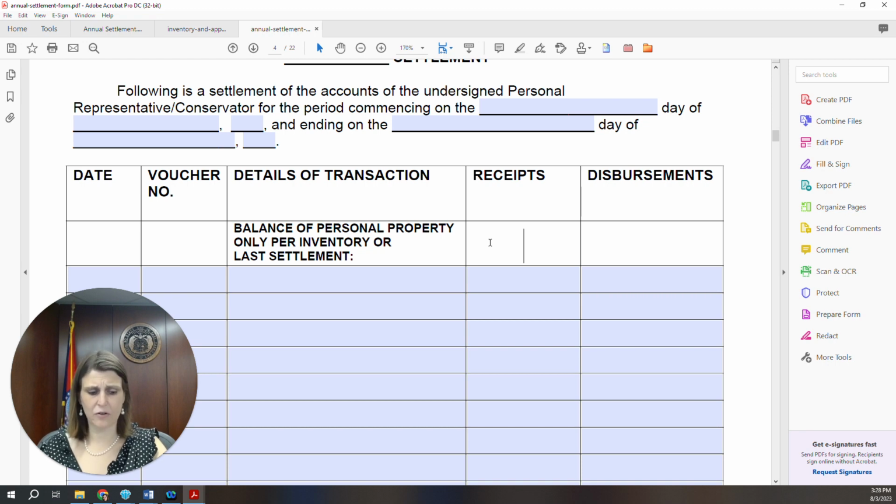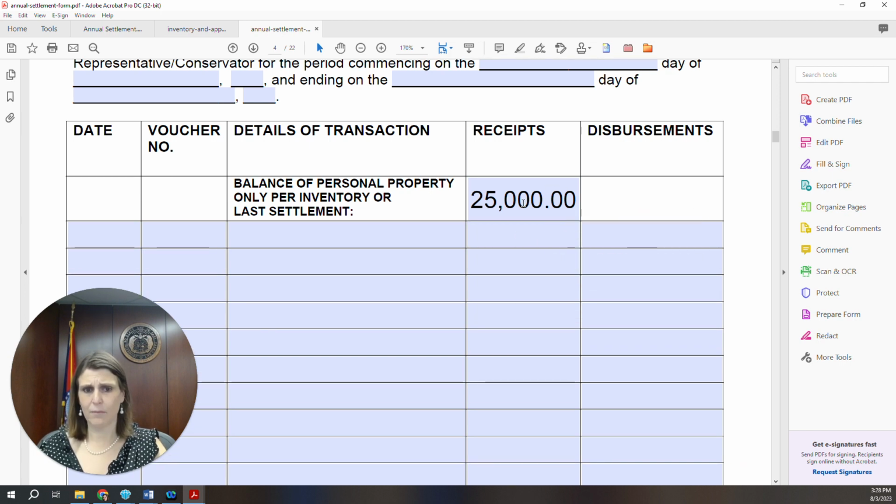So let's say your inventory value was, we'll just say $25,000, okay? That was the value of all the bank accounts and everything else, okay? And don't round, you're using exact numbers here, okay? And again, don't include the real estate. Now, if this is not your first annual settlement, you're going to use the last annual settlement that was approved by the court for that starting balance, okay? And then we're going to act like this was from August of last year. And we're going to enter in our transactions, okay?